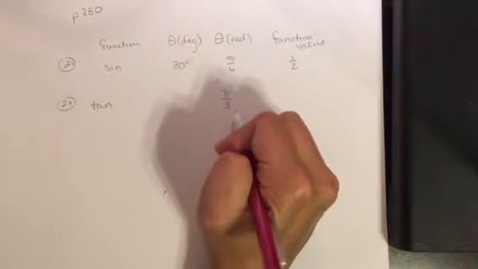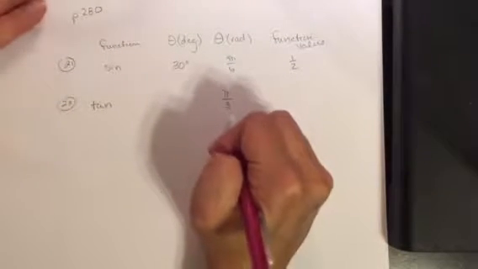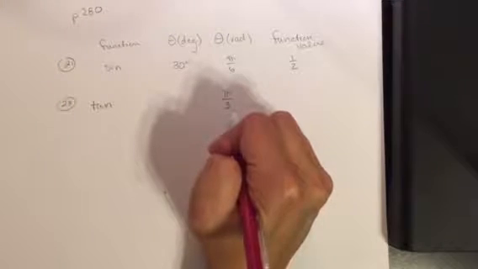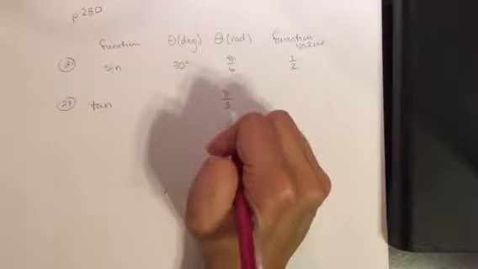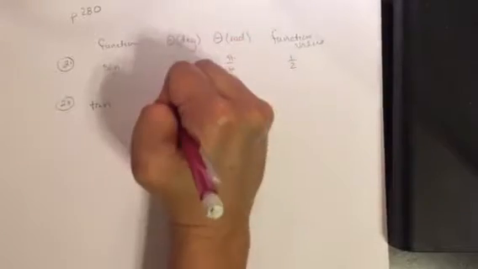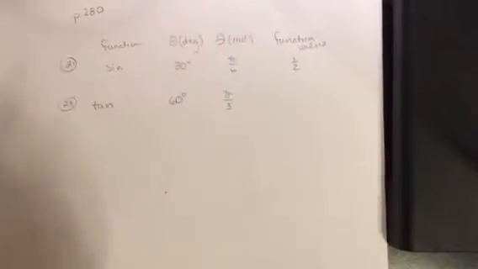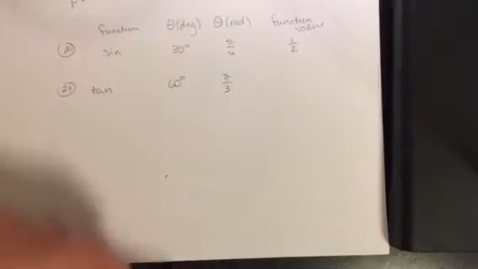Okay, for this next one, I have tangent. So I have tangent at pi over 3. I need to change pi over 3 to degrees, and that means I'm going to multiply by 180 over pi, and that's going to give me 60 degrees. So let's look back at our unit circle.